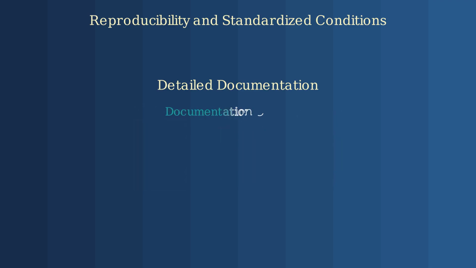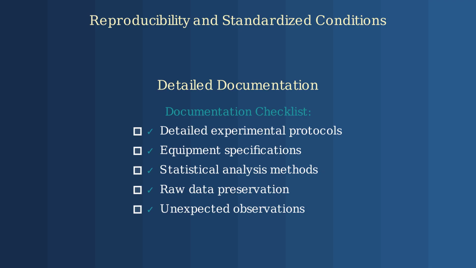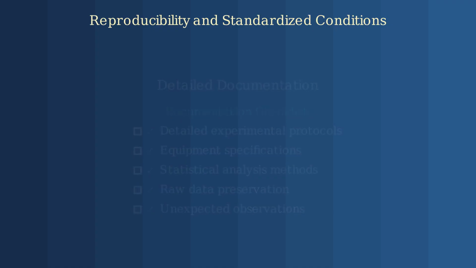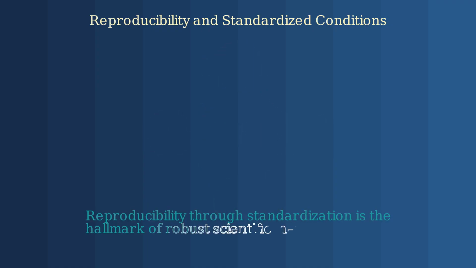A thorough documentation checklist includes detailed experimental protocols, equipment specifications, statistical analysis methods, raw data preservation, and notes about any unexpected observations. The cycle of reproducibility strengthens scientific knowledge. When experiments can be reproduced, findings become more reliable and can be built upon. In conclusion, reproducibility through standardization is the hallmark of robust scientific methodology.